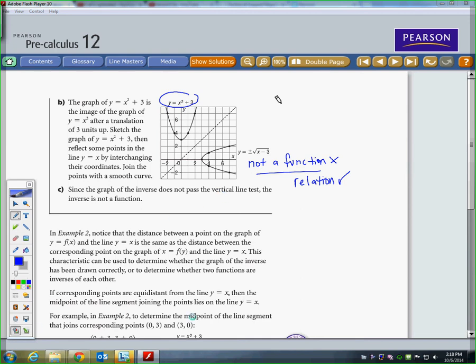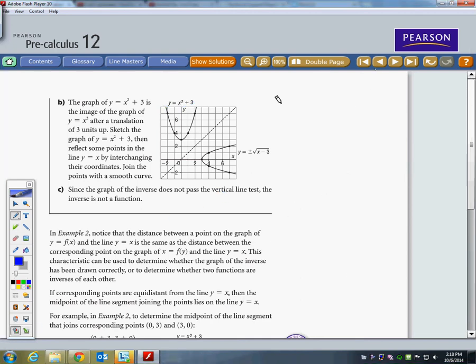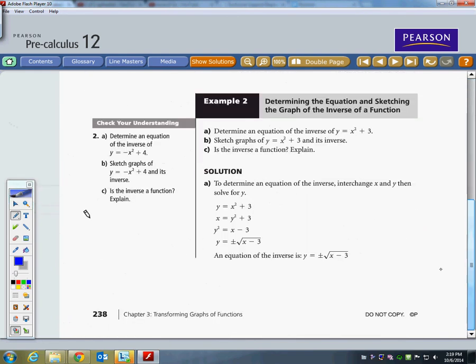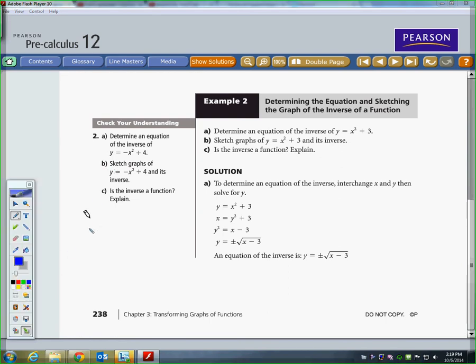Let's try the previous one here. Let's try the example that goes with it. Determine an equation of the inverse of that. I'm going to do this one with you. So the first step is, if it wasn't done already, to put it as y equals.